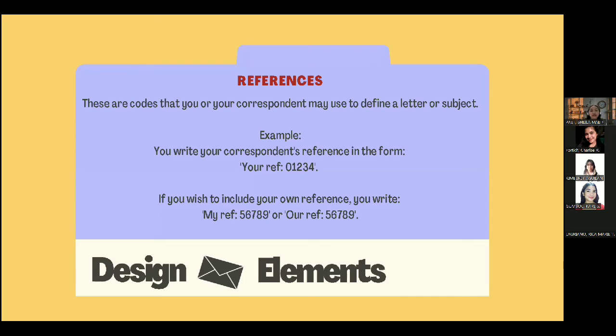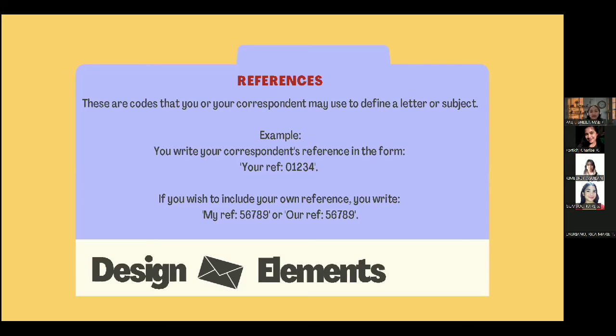So next is references. Usually this is used in organizations. It's a code for specific information, or maybe your employee number. Sometimes organizations provide codes for specific data, like, for example, reference number 123 for business proposal purposes. So when you are writing a letter, instead of putting the words business proposal, you just write reference number 123, and they would already know what the letter is about.